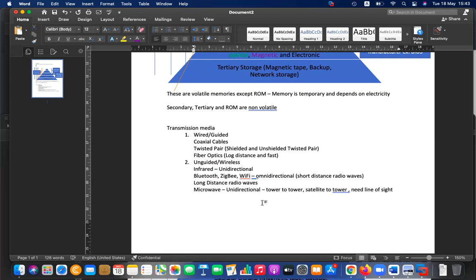Okay, please write down this summary about the guidance, guided and unguided. I have not discussed much. So this is a little, right?